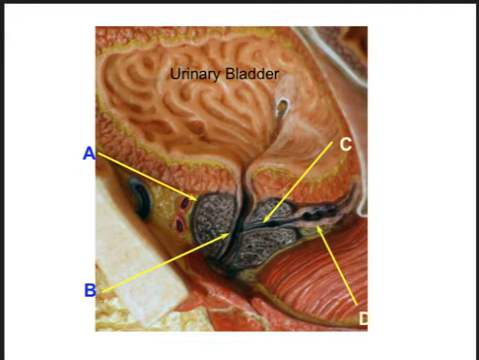Okay, C is pointing to the ejaculatory duct, and D is pointing to the seminal vesicle, which also contains components of the semen. The ejaculatory duct represents the point where the vas deferens joins the urethra, and this is how semen is able to exit the body. So again, C, the ejaculatory duct, and D, the seminal vesicle.